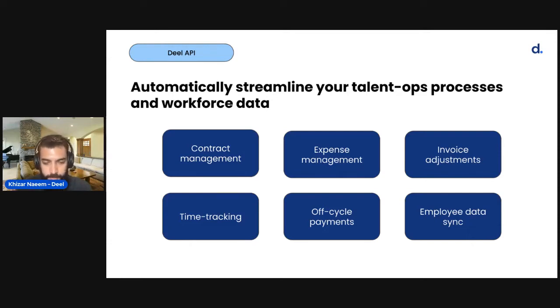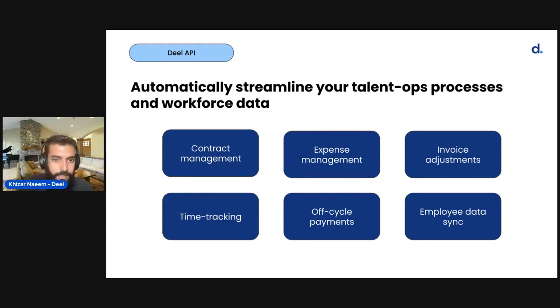Time tracking is quite popular. There are multiple tools used today to track time for contractors on the projects they're working on. And then Deel API helps you synchronize this time automatically to Deel instead of doing it manually. Off-cycle payment is if you want to pay people instantly off their cycle, you can do that with Deel API easily. And then finally, you can synchronize employee data across multiple platforms. You can pull out the data from Deel and then synchronize it back to your HRIS or any other platform that you're using.